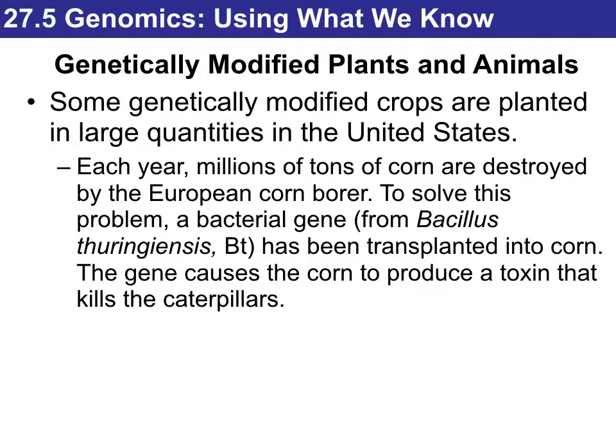Going back to GMOs, we use them, and more than 80% of what we have here in the United States is genetically modified, mostly plants, corn especially. Tons of corn were destroyed by the European corn borer. They found a way to solve that problem by finding a gene in a bacterium, Bacillus thuringiensis, or Bt, which was transplanted into the corn, and it makes the corn produce a toxin that kills the caterpillars that would normally invade it.